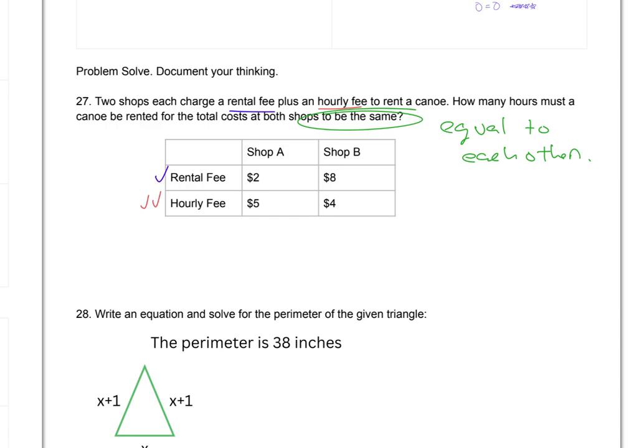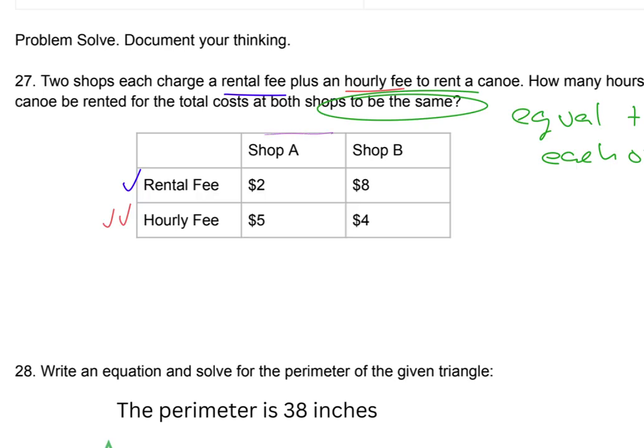If you are unfamiliar with how buying things works, I know you're not. If you were to go to shop A to rent a canoe, you have to pay $2. And then you're going to have it for probably more than an hour. So how many hours are you going to have it for? I don't know. But this is how much it would cost for A. All right. And then here's shop B. Shop B is going to also have a rental fee and an hourly fee. So B is going to equal $8 just to rent a canoe. But then its hourly fee is a little less.